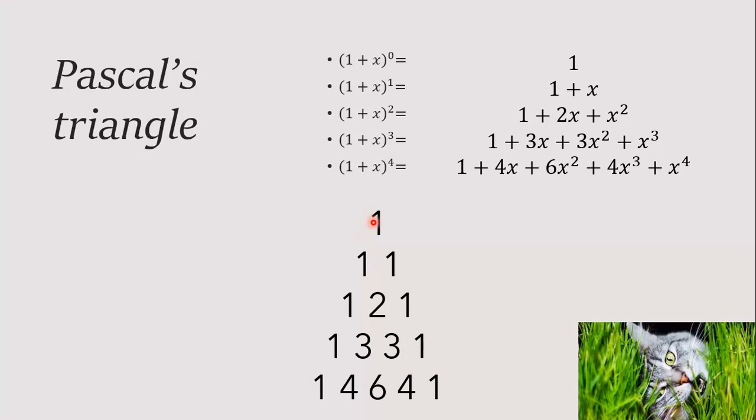So for anything to the power of 0, use the top row. It's just 1. Anything to the power of 1: so basically if it's something plus something to the 1, the coefficient of the first term is 1, coefficient of the second term is 1. Squared, the coefficient of the first term is 1, second term 2, third term 1, and so on for any power.